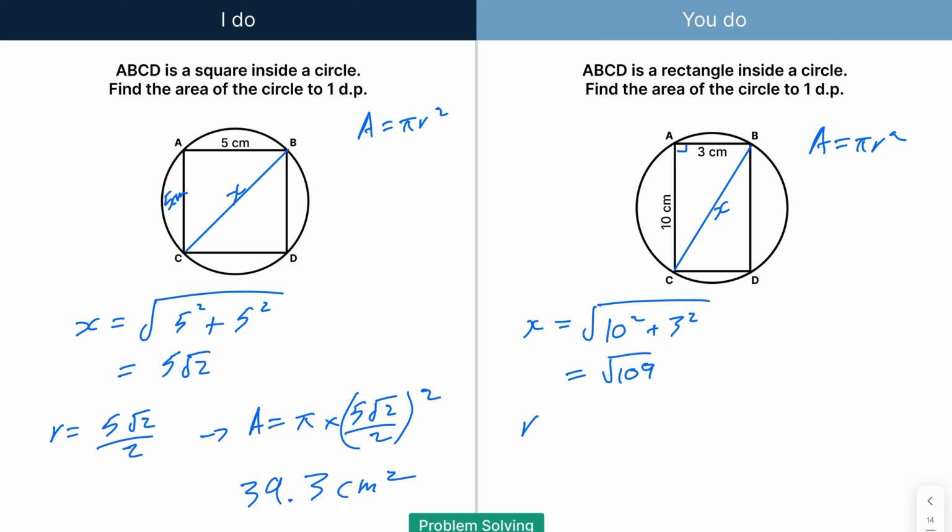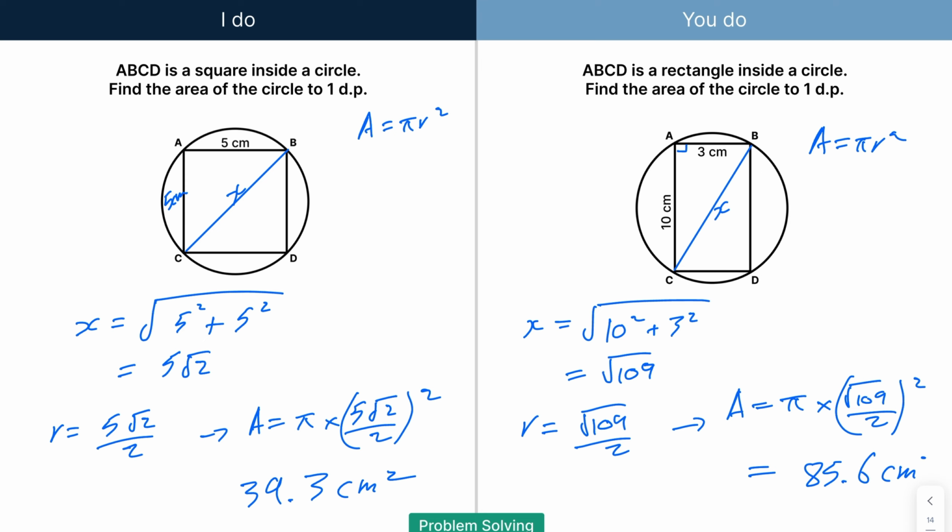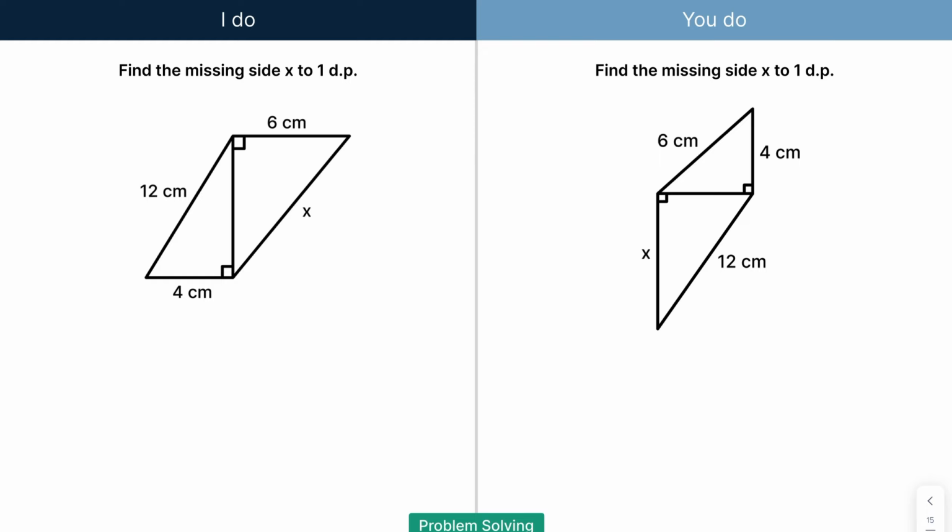So that's the diameter, sorry. To get the radius, it's just going to be half of that. And then to get the area, that's just going to be pi times r squared. And that is going to be pi times that divided by 2, all squared. And that gives us 85.6 centimeters squared to one decimal place.